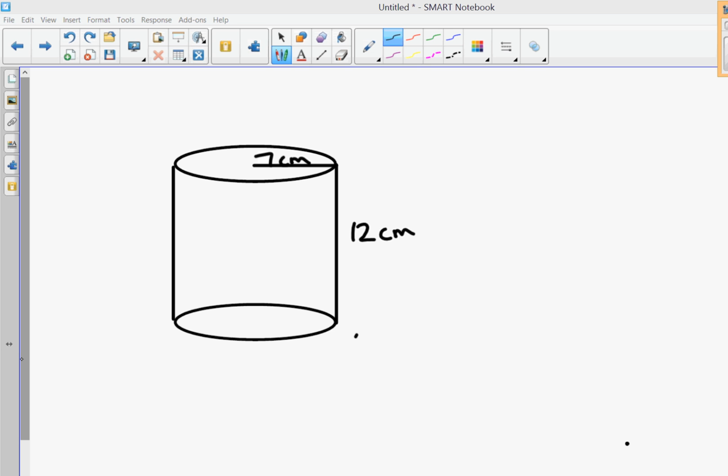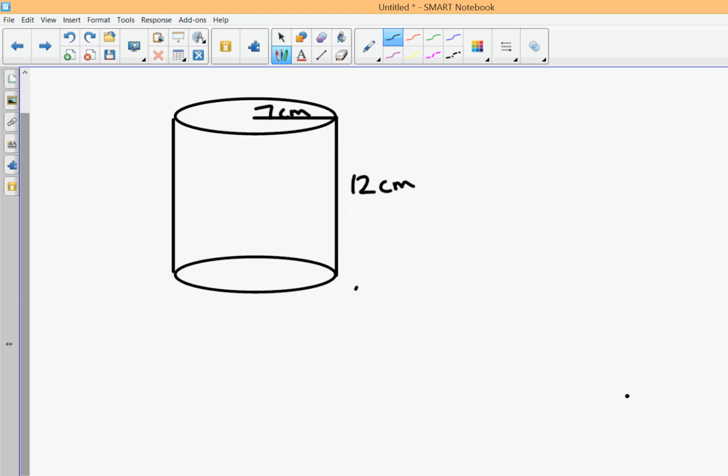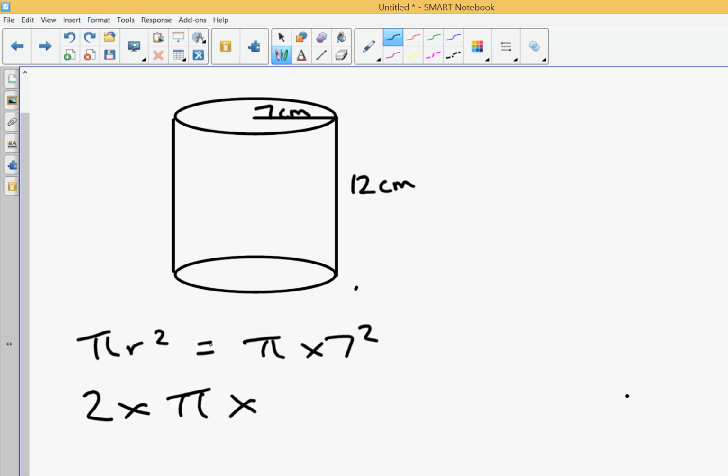So in terms of the first bit, finding the area of the circle on top should be quite straightforward, because you should all remember the area of a circle is pi times the radius squared. So that's pi times 7 squared. And because I've got two circles, I can just double that answer. So the area of the two circles combined is 2 times pi times 7 squared.